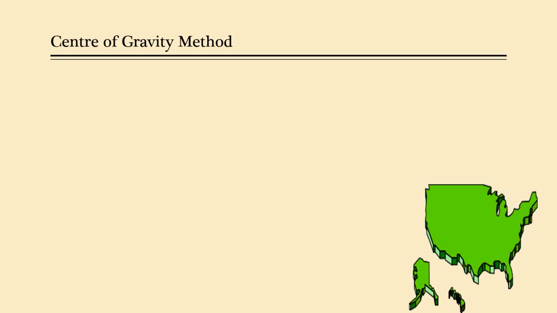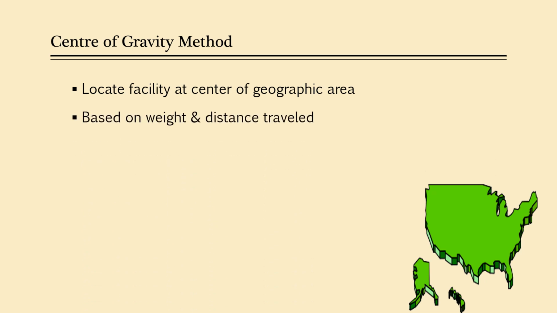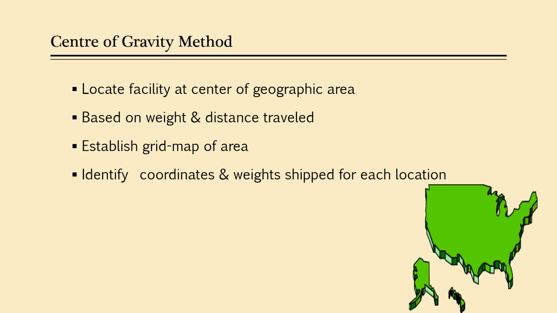Now let's look at the center of gravity method. Here we are going to locate the facility at the center of the geographic area. It is based on the weight and distance traveled. We are going to establish a grid map of the area, and then identify the coordinates, and we are going to weight the shipments for each location.